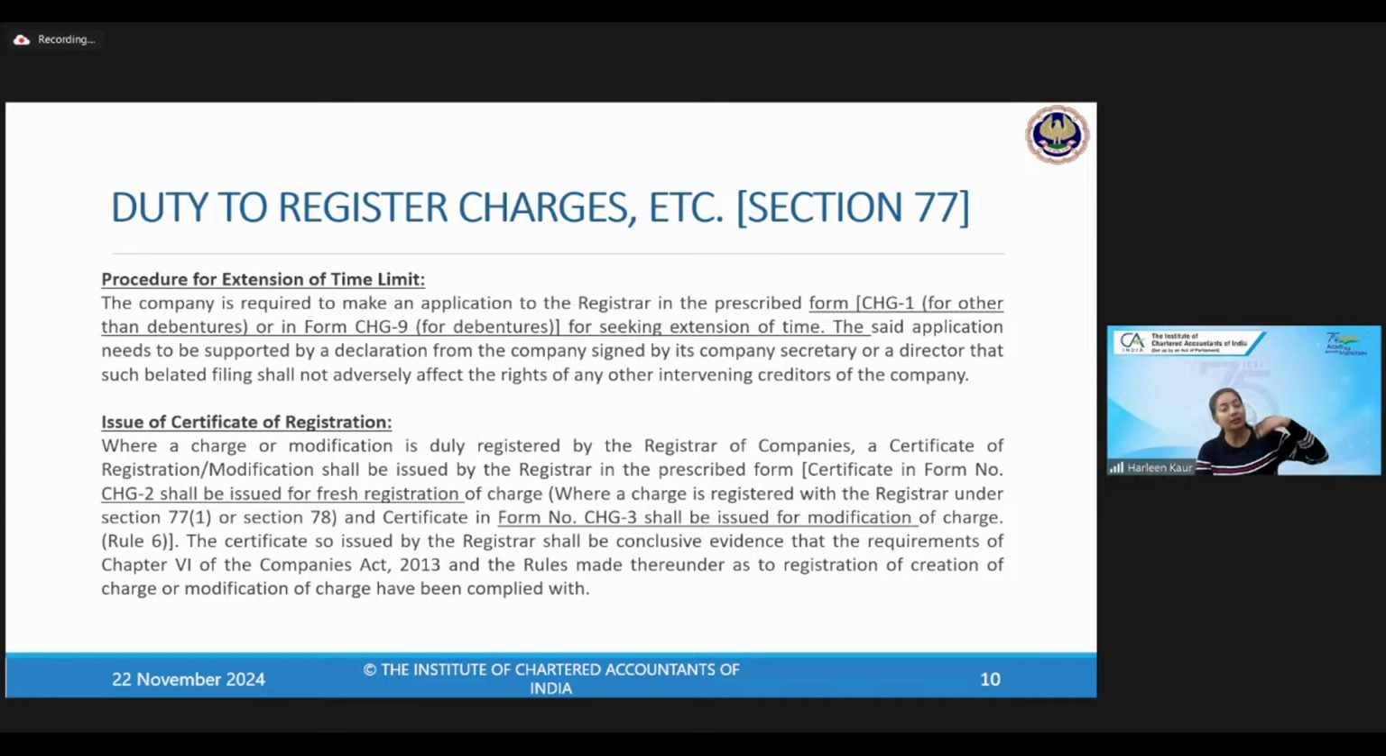You file CHG 1, you get CHG 2. You file CHG 9 for debentures, you get CHG 2. ROC is going to issue you CHG 2 form, that is the certificate of the registration of the charges, that this company has done all the compliance work that was required for the registration of charges. And this certificate CHG 2 shows that you have got your charge registered with ROC. It is a conclusive evidence, meaning it concludes that the company has already filed the registration documents and the charge has got registered with us.